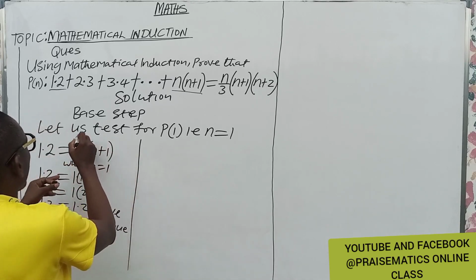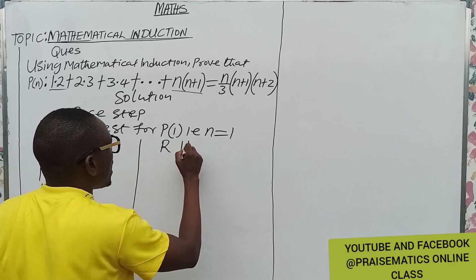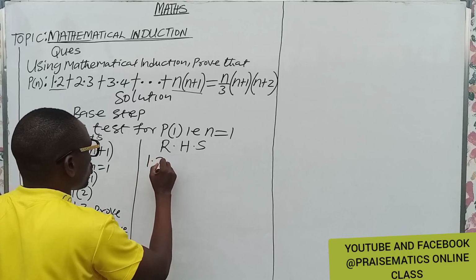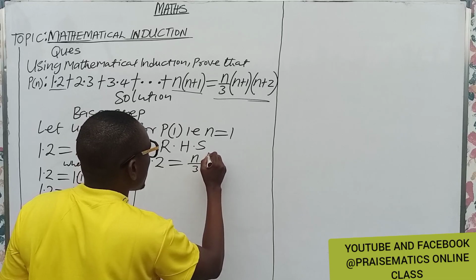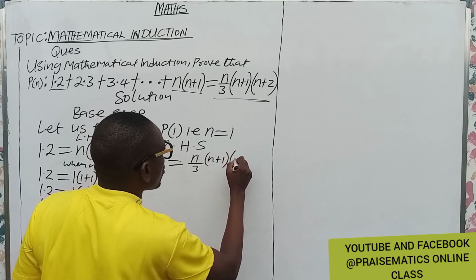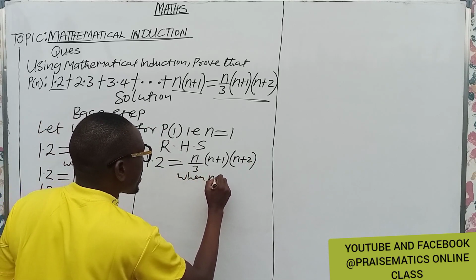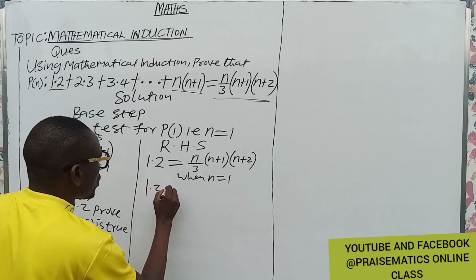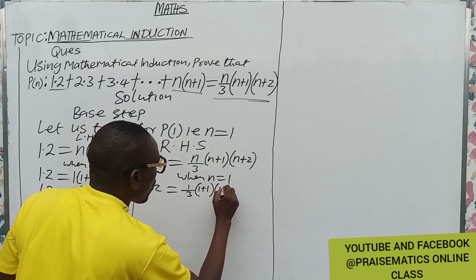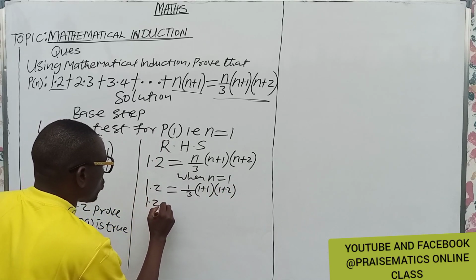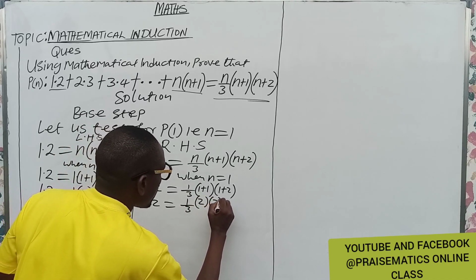Now that was for the left hand side. Let's check the right hand side of the equation. 1.2, is it equal to n over 3 into (n plus 1) into (n plus 2)? When n equals 1, we have that 1.2 is equal to 1 over 3 into (1 plus 1) into (1 plus 2). 1.2 is equal to 1 over 3 into 2 into 3.